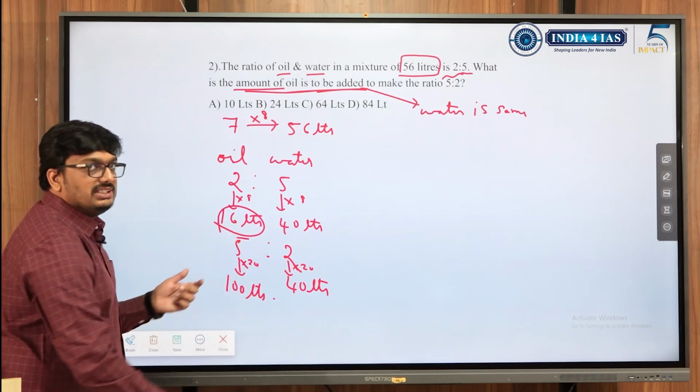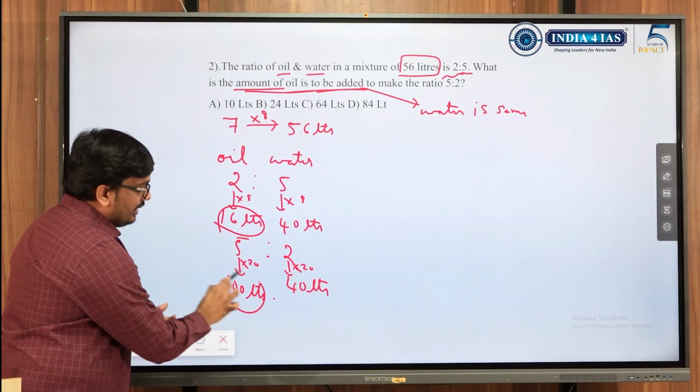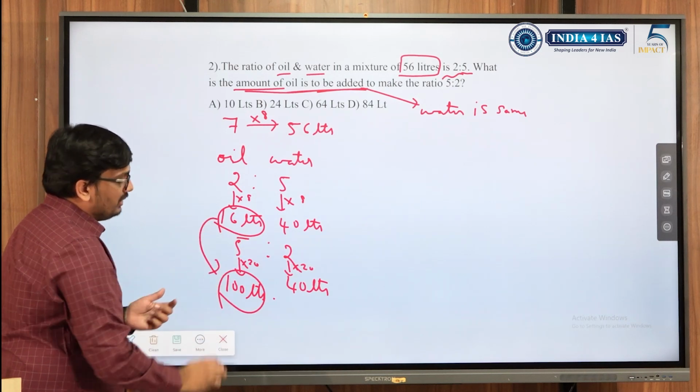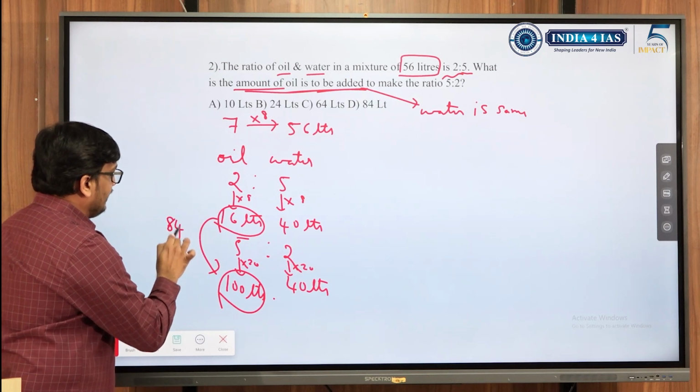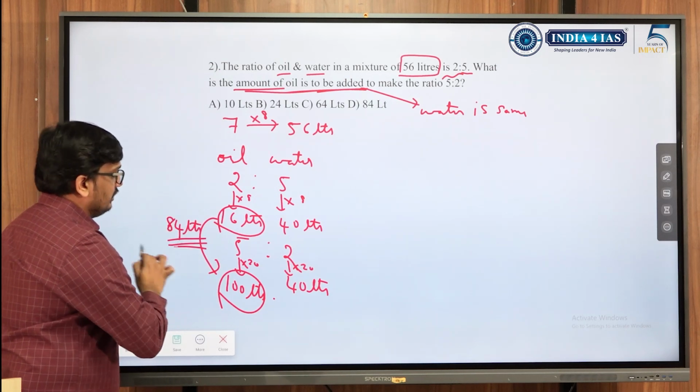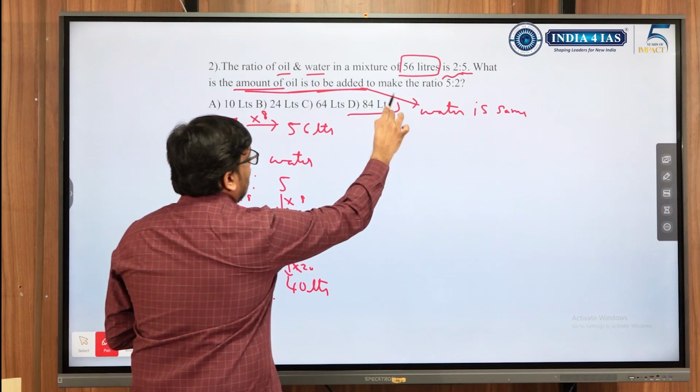Initially, oil was 16 liters. Now it is 100 liters. How much oil is added means 100 minus 16, that is 84 liters. So, option D is the answer.